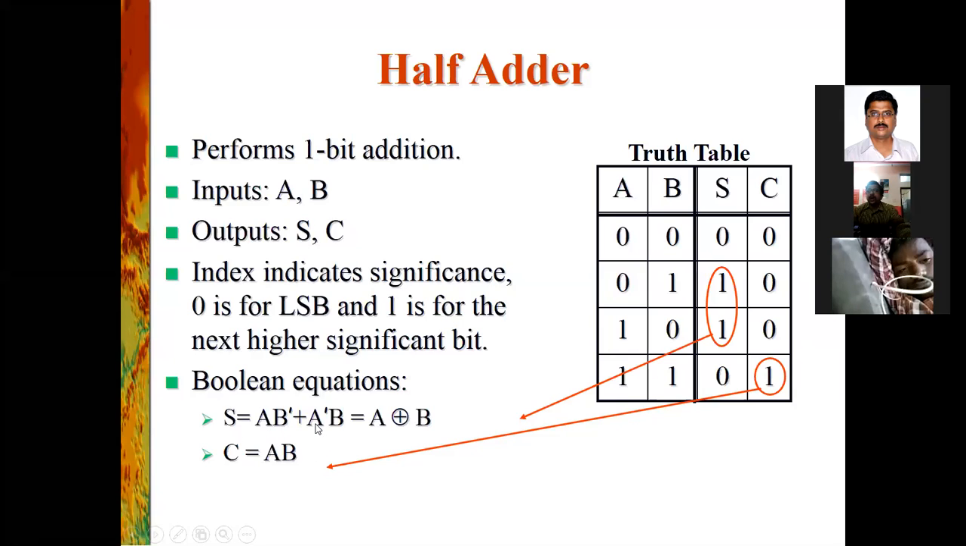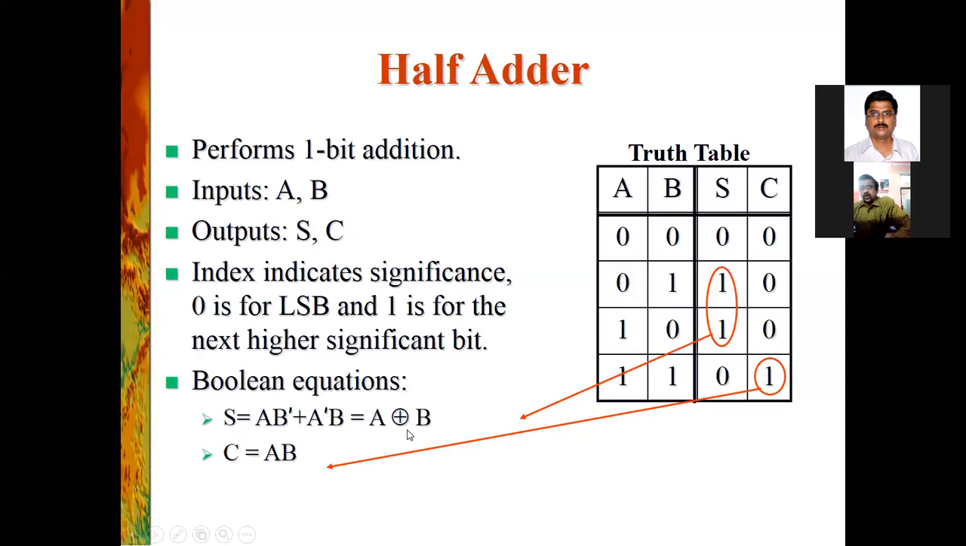Actually S is equal to A, this symbol which is a plus inside a circle, that is called the XOR operator. So what does this operator refer to? That is equal to A into B bar plus A bar into B, that is, A into B complement plus A complement into B. So that is equal to A XOR B.